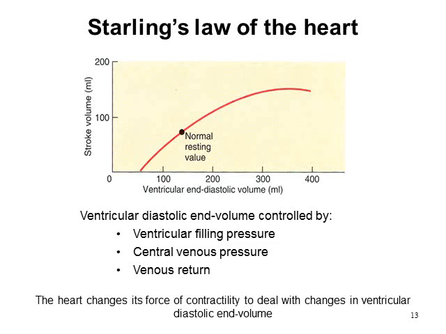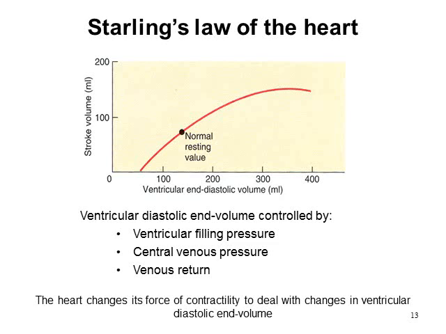All of this relates to something called Starling's law of the heart, and you must know this. Starling's law of the heart dictates that the ventricular end diastolic volume, i.e. the amount of blood present in the ventricles at the end of diastole, is controlled by three things: ventricular filling pressure, central venous pressure, and venous return. In other words, the pressure of the blood coming into the heart and how much blood itself is coming into the heart. That makes sense.